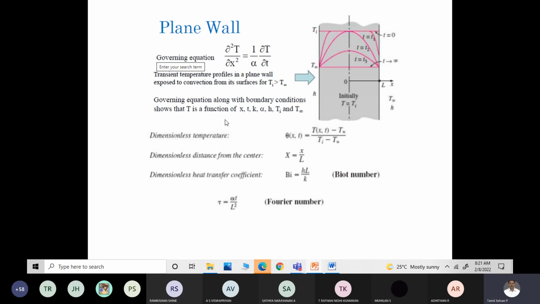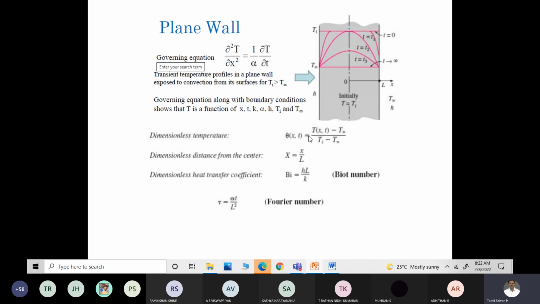If the wall thickness is very small, then the wall attains the fluid temperature much more easily. It also depends upon time t, the thermal conductivity of the wall material, and the thermal diffusivity. I have already told you that thermal diffusivity gives us an idea about the penetration of heating or cooling. That is why the Fourier number gives an idea about the penetration of heating or cooling of a particular body, and h is the surrounding convective heat transfer coefficient of the fluid with the solid.